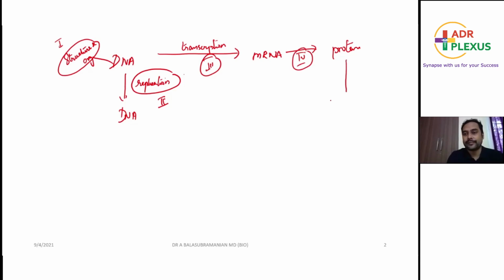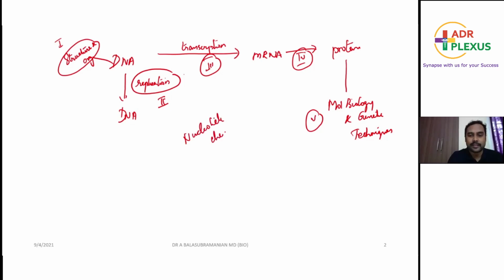And molecular biology and genetic techniques is area number 5. So these are the 5 areas in which predominantly you will get MCQs, along with, very rarely, nucleotide structure, chemistry and all those things.